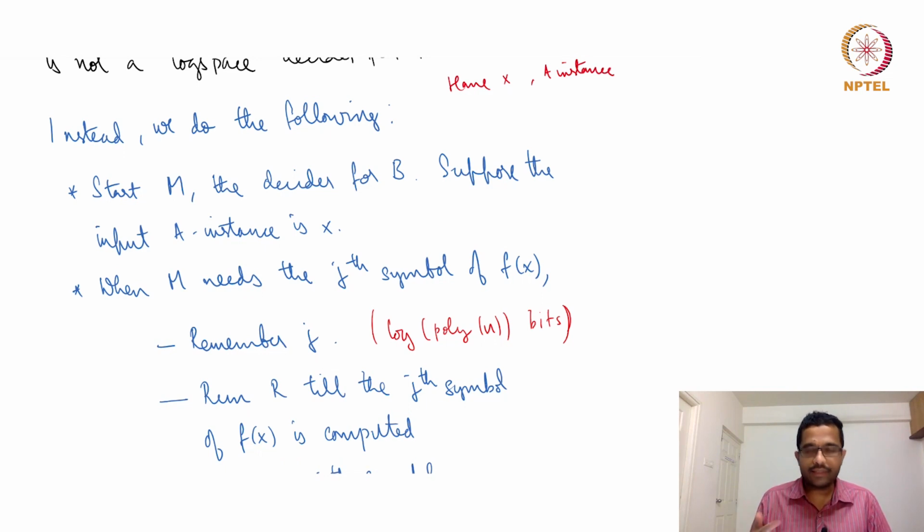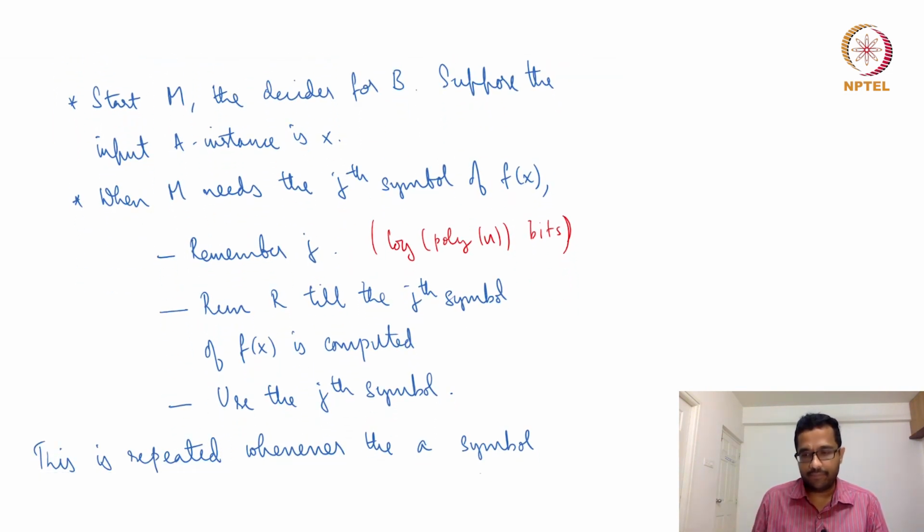But at some point the decider for B will start looking at the input, which is the instance of B, which is F of X. So let us say when it wants a symbol, it first looks at the first bit of F of X, or first symbol of F of X. When that happens, we remember that it needs the first symbol of F of X, and then we start running the reduction machine. Okay, we start running R, and once R outputs the first symbol, then we can continue running M.